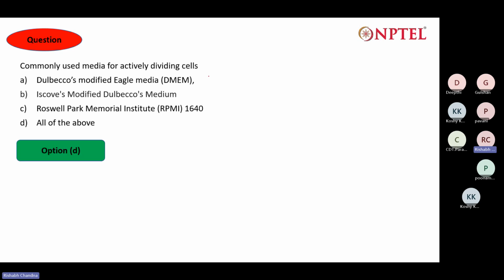Okay, because when we talk about the DMEM or IMDM media, these have constituents similar in nature. Only one or two are different in this case. So these media we use for adherent cell culture. And these particular RPMI media we use for suspension cell culture.